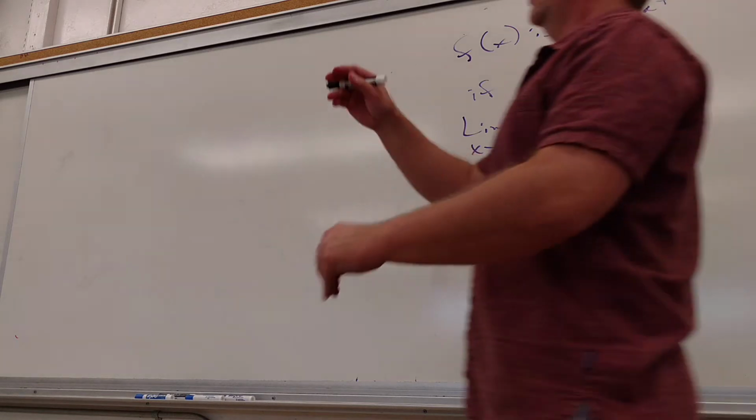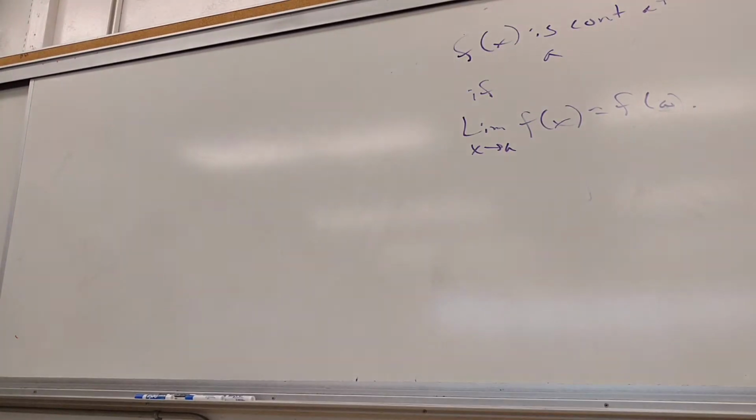So I want to ask you a quick question. The rational functions. What could be wrong with rational functions? Like 7 over x minus 1. Where's there a problem spot with 7 over x minus 1?